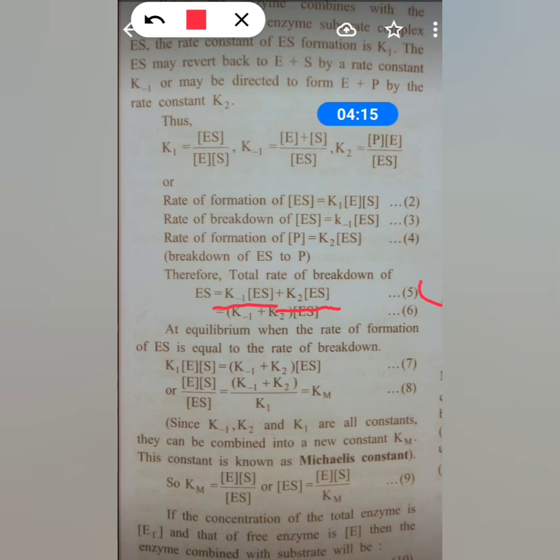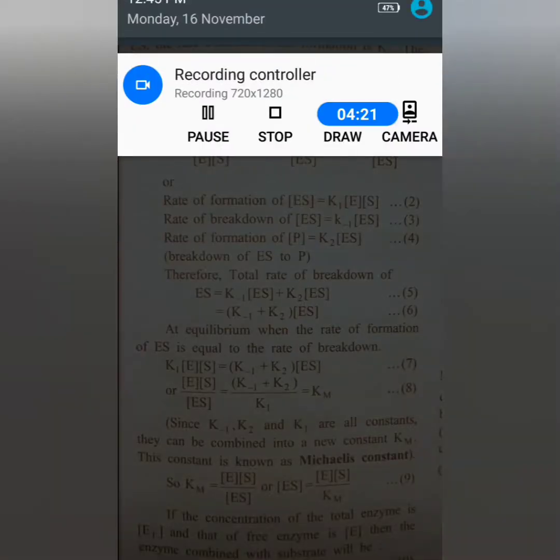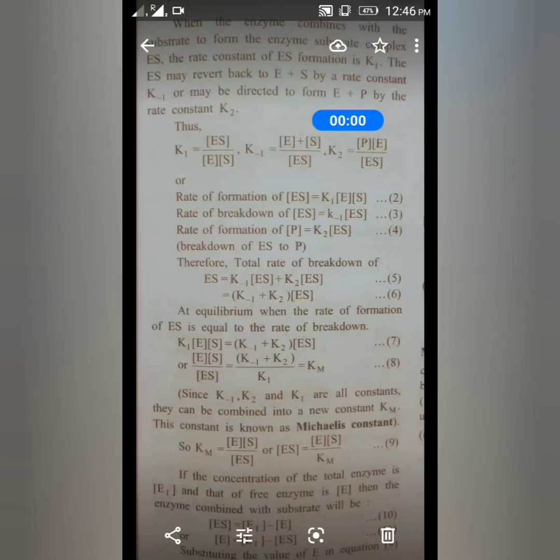Now since ES is common in equation 5, we get K minus 1 plus K2, into ES. Since this ES is common, we take it out, and then in the bracket we get K minus 1 plus K2. Alright, so this is equation number 6. I hope that up to equation number 6 is clear. Please first try to understand this, then we will go further.